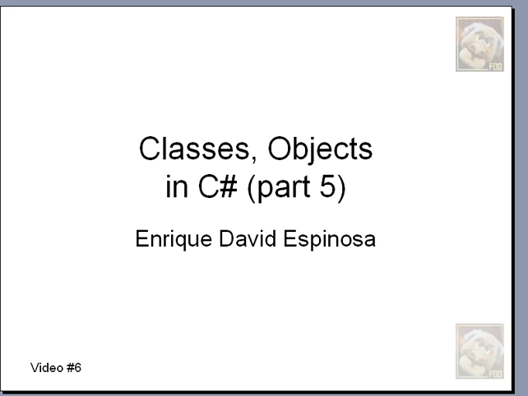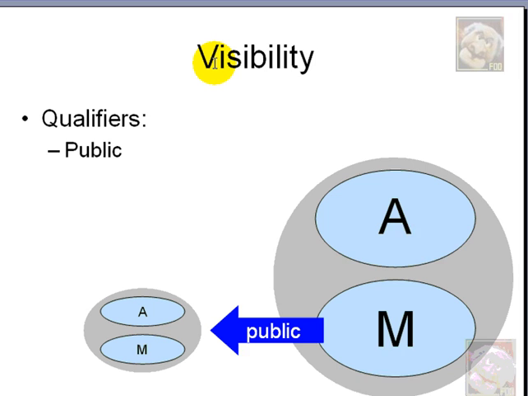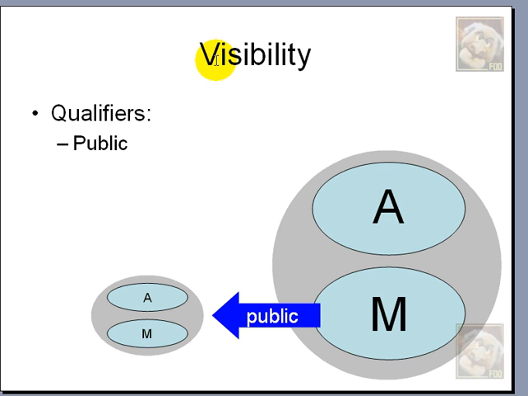This is the fifth video in the series in which we are learning how to program classes and objects using the C# programming language. It's our turn to look through the visibility concept. This word might be new to you, but it's actually not. You already have program visibility.